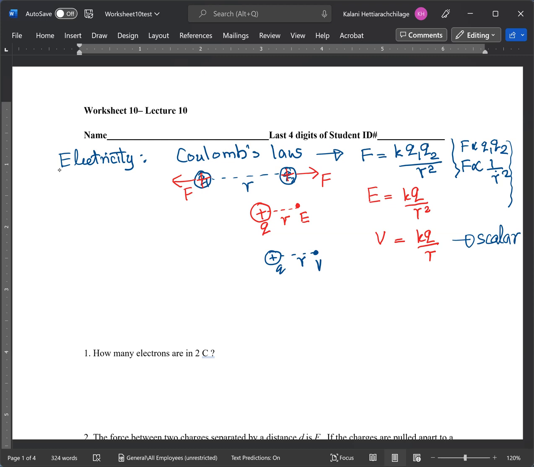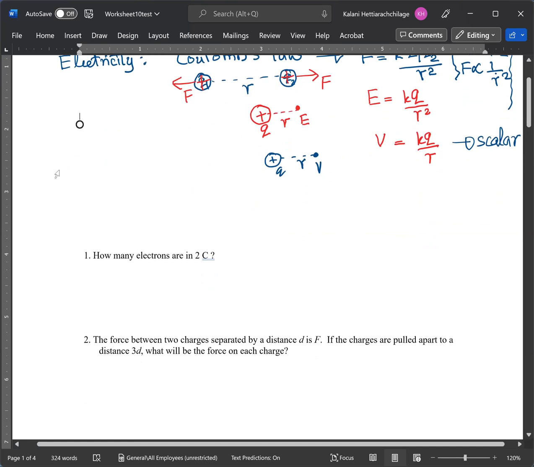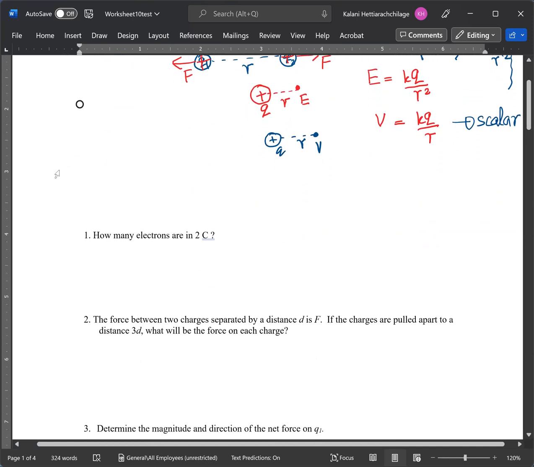After we finished this one, we went to the electric current. Current is basically charge per unit time. And then we move into resistance, capacitors, and we solve very simple circuits using that information. Okay, so we will discuss that throughout the worksheet. Now first, let's move into your first question.